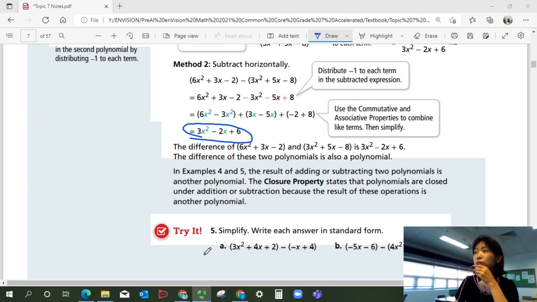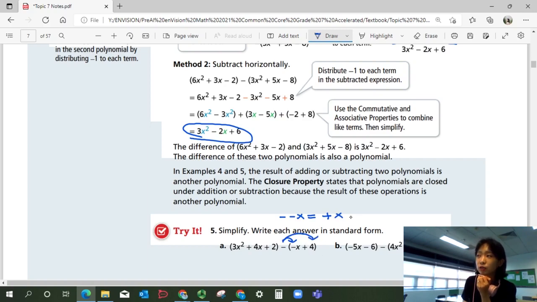Okay, are you ready? All right, so you're going to subtract negative x. What does that mean? If you subtract negative x, that means you're going to add positive x, right? So you're adding positive x and you're subtracting 4. So this could be rewritten as 3x squared plus 4x plus 2 plus x minus 4 without the parentheses. And then you add the like terms, you should get 3x squared plus 5x minus 2 in standard form.